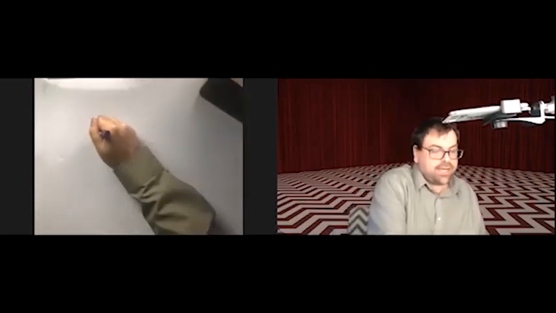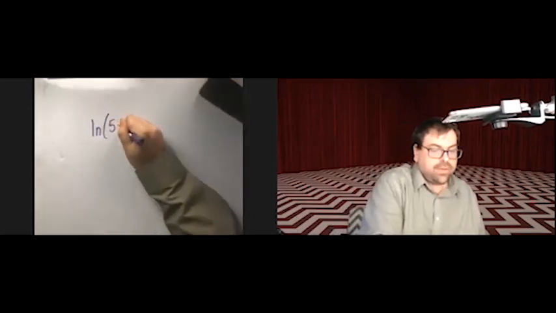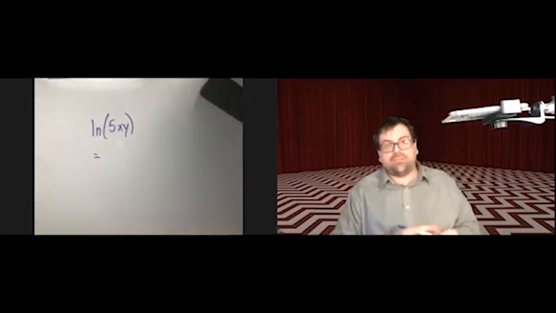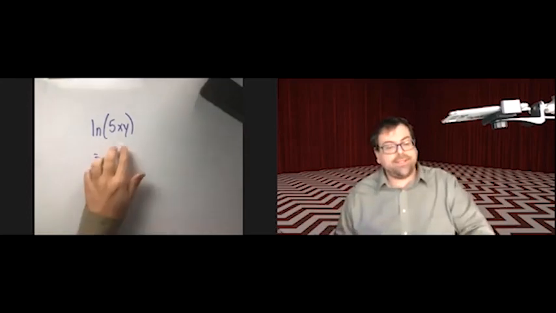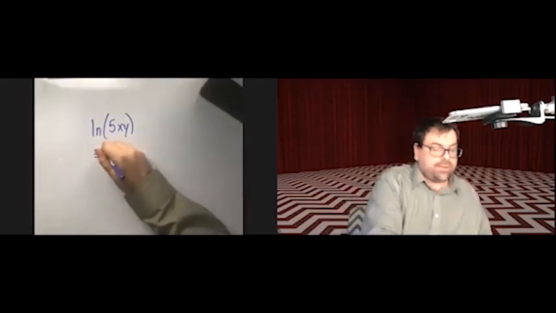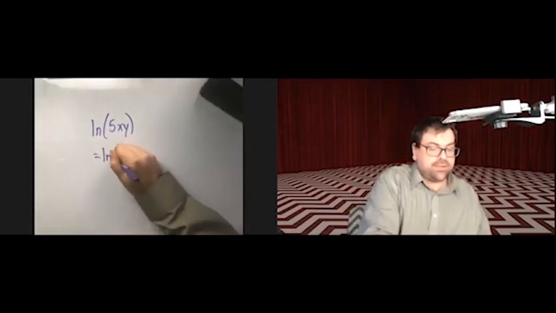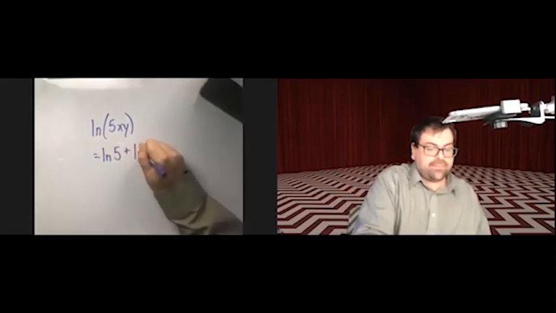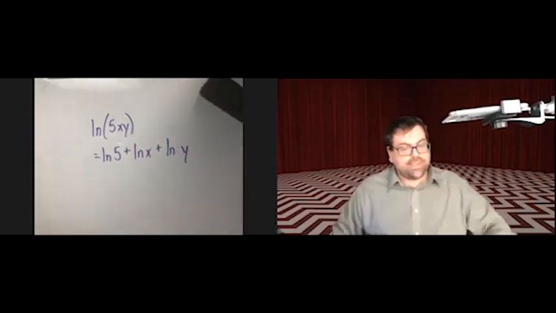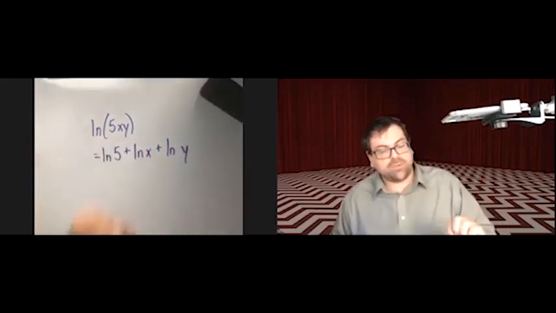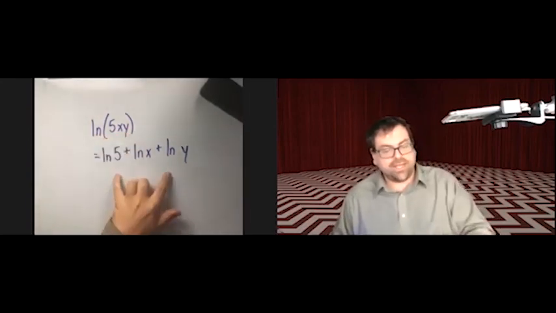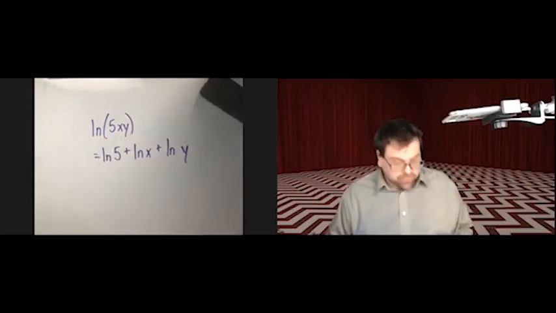What if we had the natural log of 5xy? Well, this property can be extended. This is 3 things multiplied together, so it's going to be 3 logs added together. It's the natural log of 5 times x times y. So that's the log of 5 plus the log of x plus the log of y. In this case, we were using the natural log.